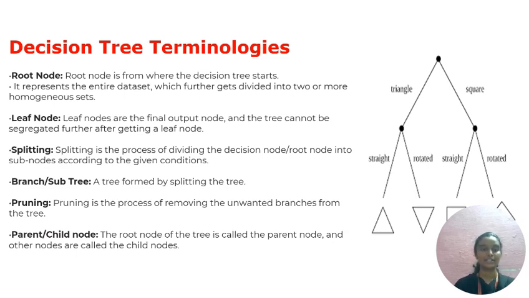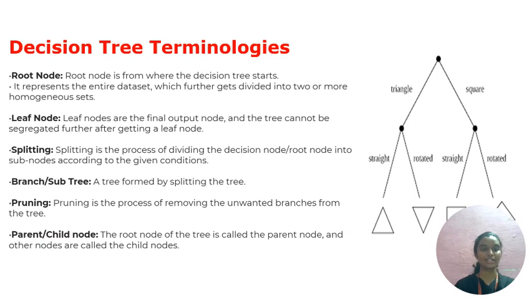The splitting. Splitting is the process of dividing the decision node or the root node into subnodes according to the given conditions. For the given data, this root node or these decision nodes can be further divided into many branches or subtrees for our convenience, and the process of dividing the root node or the decision node into many branches is known as splitting.